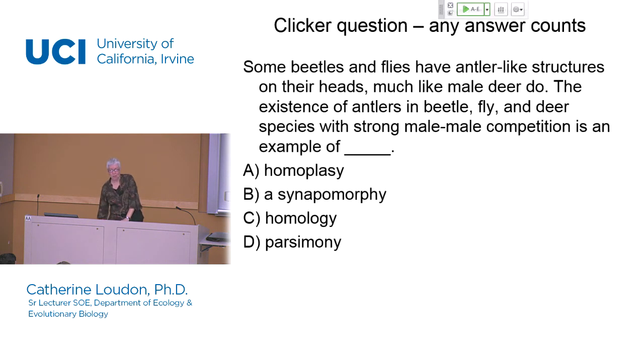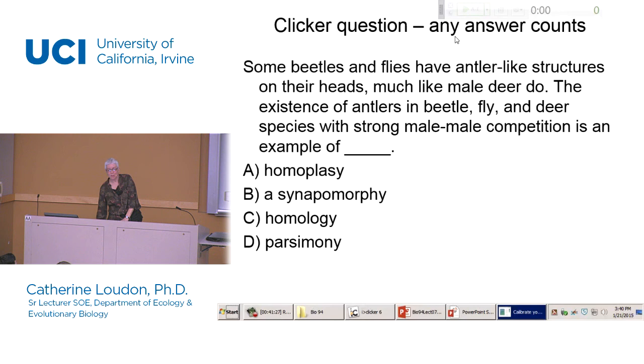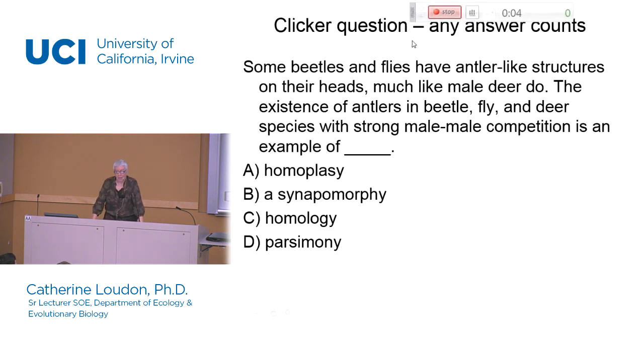Okay, let's try another one. This is much more simple, and I bet you'll all get this one right. Let's try this one then. Consider some insects, specifically some beetles and flies that have antler-like structures on their heads, much like male deer do. The existence of antlers in beetles, flies, so these two insects, and also deer, this mammal species with strong male-male competition, would be an example of what?